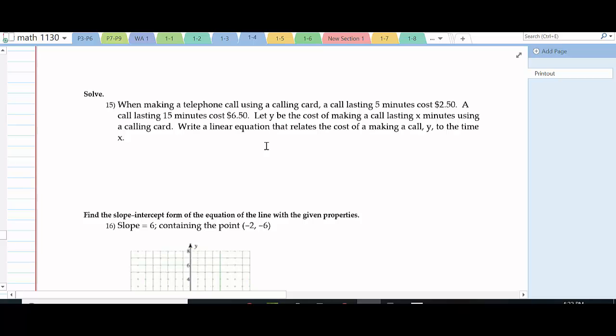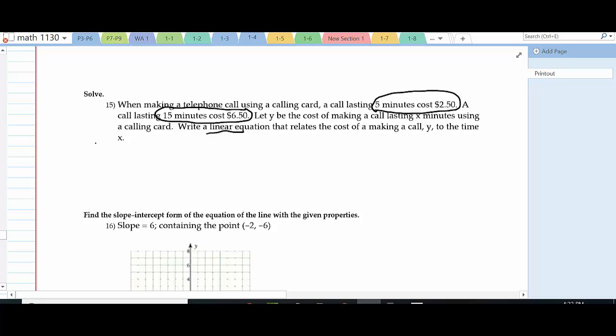This is just kind of another thing with slope and equations of lines. Just want to look at this situation. A lot of times, cost and functions are linear. So this one basically just has this information. If you take a telephone call and it lasts 5 minutes, then you're charged $2.50. That's a piece of information. And then if you talk for 15 minutes, it's going to cost $6.50. Now, I'm telling you that it's linear, so we're going to write a linear equation that relates the cost to the time x. So what you have is 2 points.